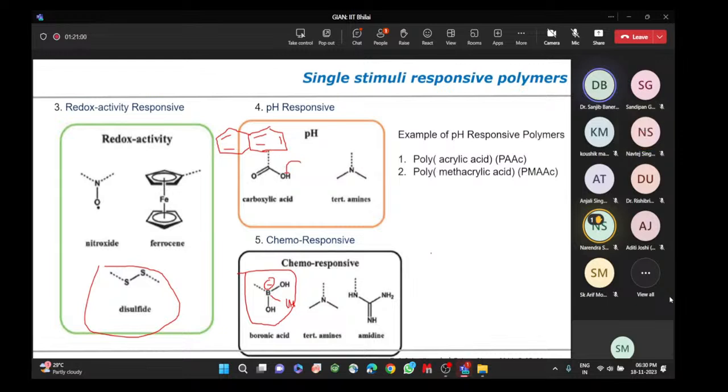Okay, so what I am trying to say is the following. Boronic acid at higher pH can exist as boronate ester. This is the phenomenon. Based on this, what you can do, you can take a boronic acid like this. Let's consider this is a boronic acid, OH and OH.